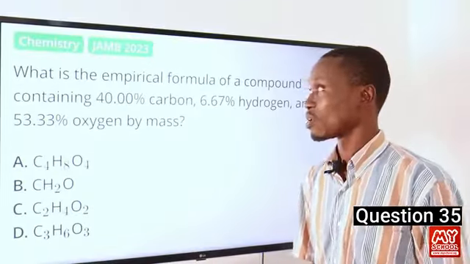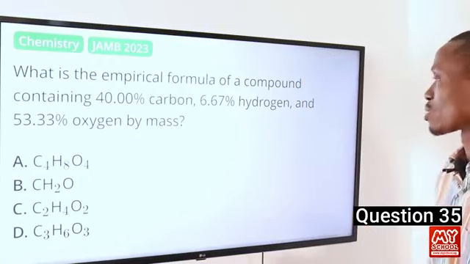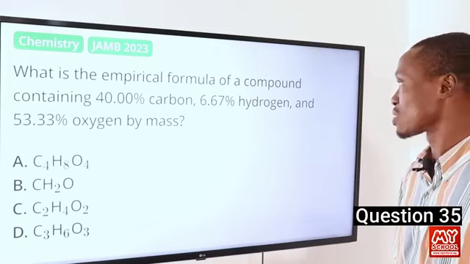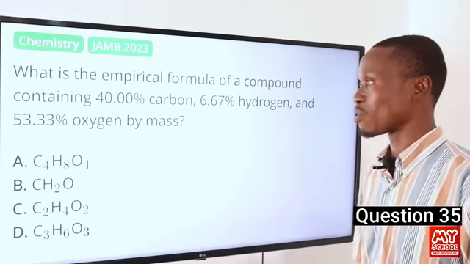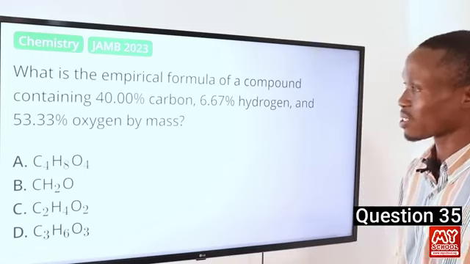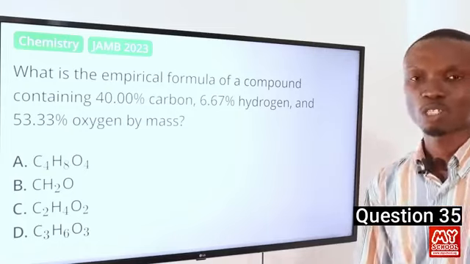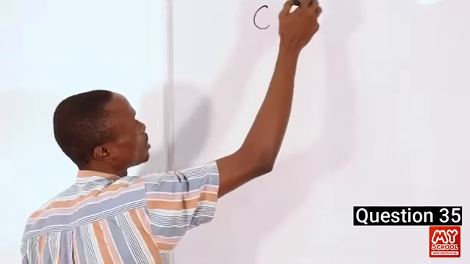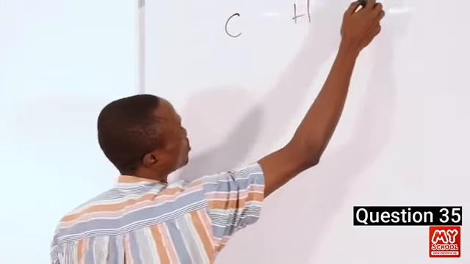Question 35. What is the empirical formula of a compound containing 40% carbon, 6.67% hydrogen, and 53.33% oxygen by mass? So let's move over to the board to solve this question. In solving empirical formula, there are some steps that you must follow. First of all, you write out the elements that are given to you according to the question. So we are given C, we are given H, and we're also given O.